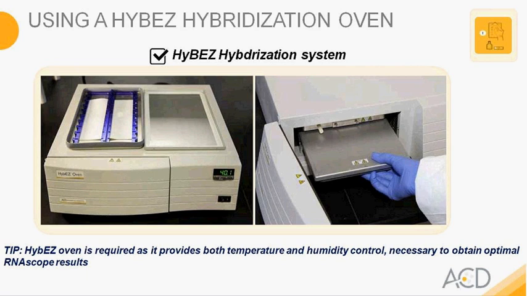With the hybridization system, you will get a few components with the package. The first is the humidity control tray. The next is the slide rack and a humidity paper. The humidity paper should be wet before use. This ensures a constant control of both temperature and humidity. I can assure you that if you use this system, you will have optimal RNAscope results. For any questions regarding the HYBEZ oven, please contact your sales representative so you can acquire this system for your assay.